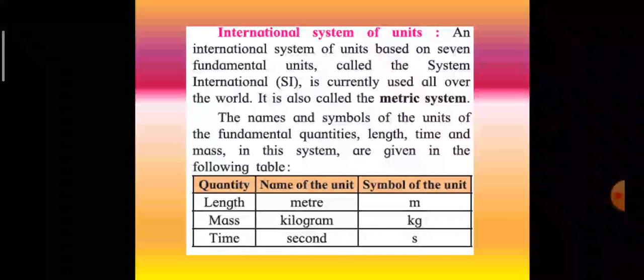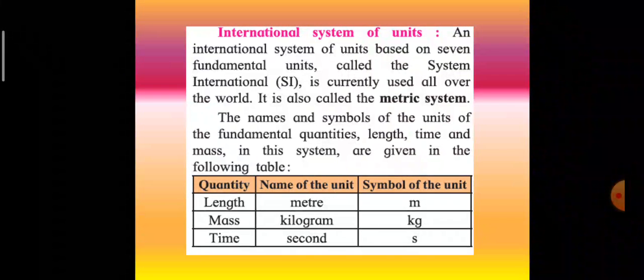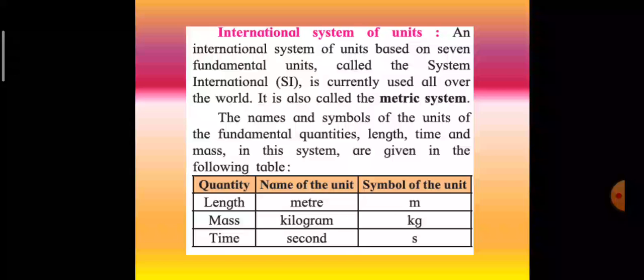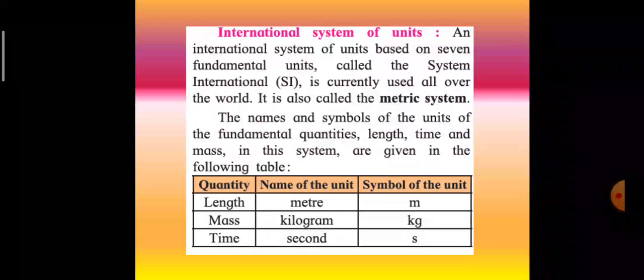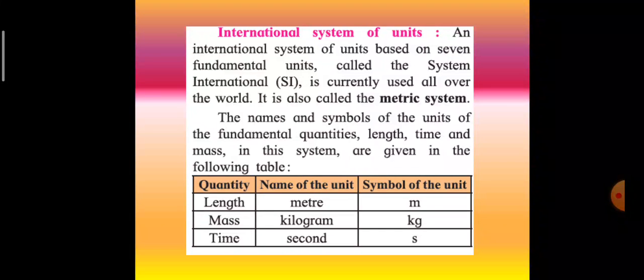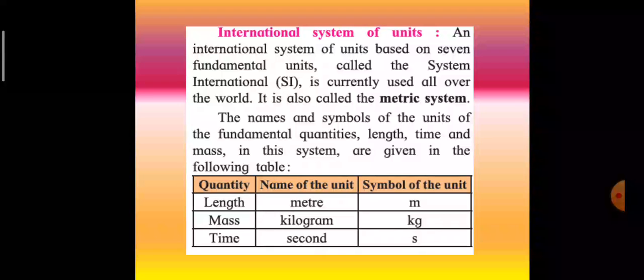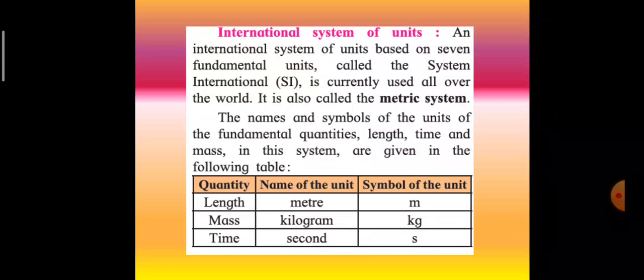International system of units. An international system of units based on 7 fundamental units called the System International, that is SI, is currently used all over the world. It is called the metric system. The names and symbols of the units of the fundamental quantities length, time and mass in this system are given in the table below. Meter is m, kilogram is kg, and seconds is s. So this is the international system of units.